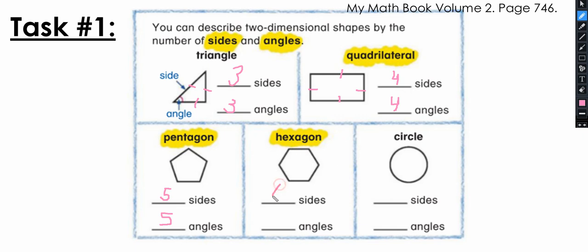Hexagon, 6. Hexagon has an X. I told you this before. So hexa means 6. 6 sides and 6 angles. And a circle would have 0 sides and 0 angles.